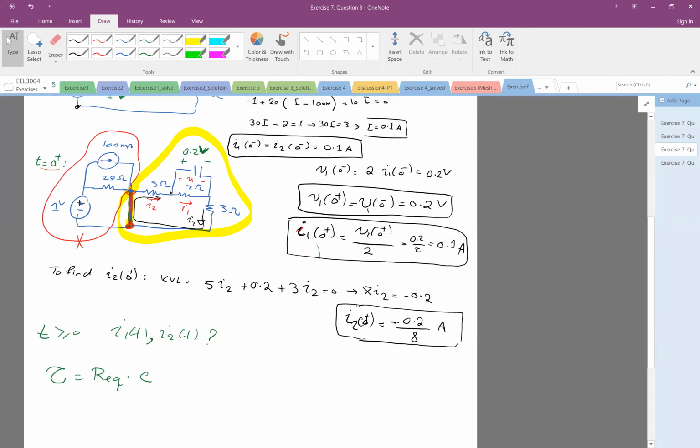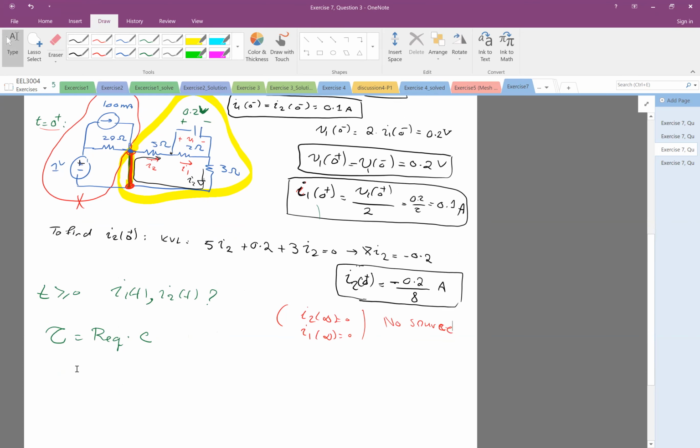So it really doesn't matter which formula you use, the natural response or the general response. Therefore, I put a note here that I2 at infinity is 0, and I1 at infinity also is 0. Again, this is because there's no source, and we are just doing the natural response. Okay, very good. But still we need to find the time constant.